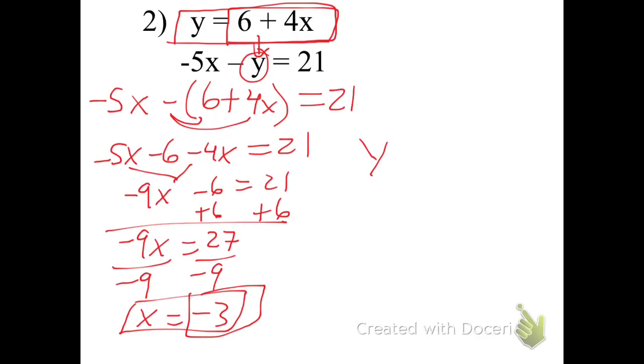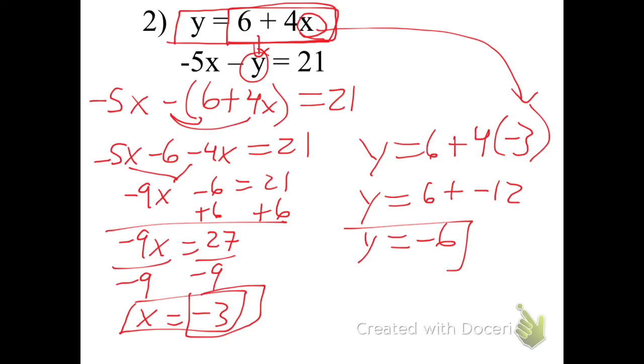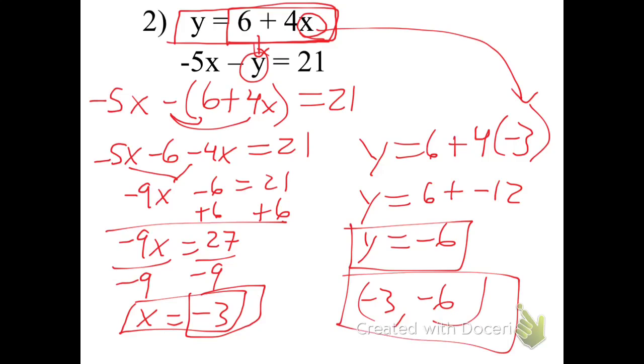So I'm going to take my equation, y equals 6 plus 4 times negative 3. Where the x used to be, we're going to put negative 3, because that's what x is. Now I'm at y equals 6 plus negative 12, because 4 times negative 3 is negative 12. So that's really 6 minus 12, which is just negative 6. And now we are at the point negative 3, negative 6. And we are done with that one.